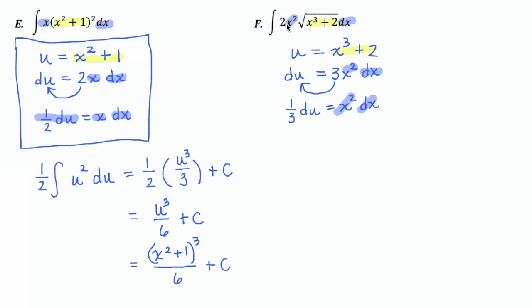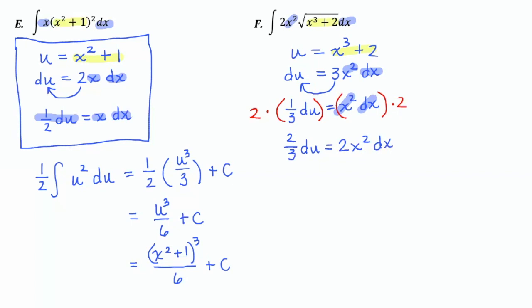I need a 2, though. Well, I can introduce a 2. I can choose to multiply the right side of this equation by 2, and that way this whole right side matches up with everything up here. But of course, with equations, what you do to one side, you need to do to the other. So 2 times a third is 2/3 du. This 2 I'm just going to bring out in front.